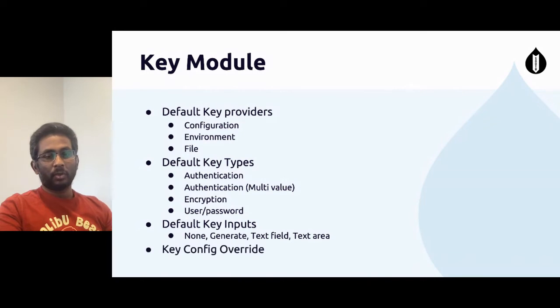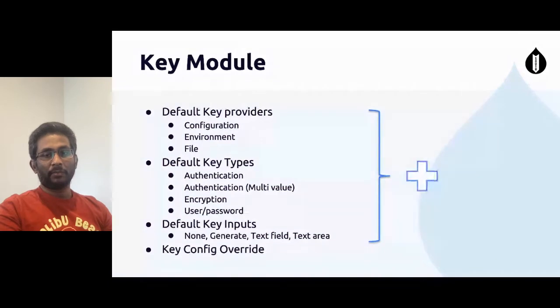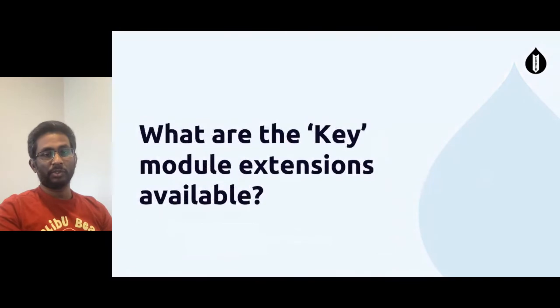And also key config override. This is one of the main features in the Key module. You can override the config of any key. For example, say you are doing a custom module and you are creating a separate username and password area in that custom module, and it is storing in the Drupal configuration. But with this key config override feature, you can basically override that configuration and store them in a third-party key vault or somewhere easily. So that's the benefit of that. And on top of all these, you can extend the Key module with your own providers, key types, or key inputs. That's the best.